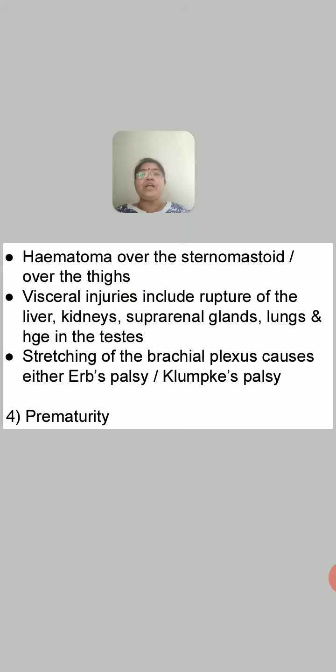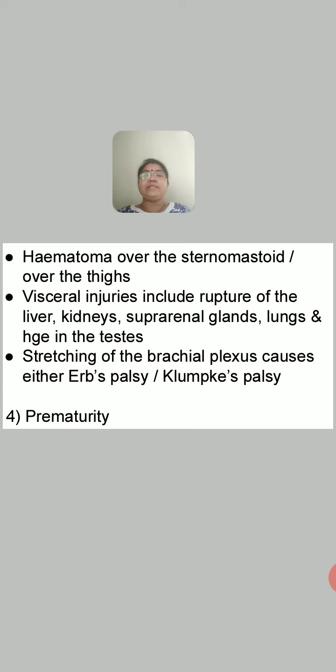And stretching of the brachial plexus causes either Erb's palsy or Klumpke's palsy. The brachial plexus supplies the upper extremity. Erb's palsy is paralysis of the arm, and Klumpke's palsy is paralysis of the forearm and hand. So when the nerves supplying the arm are affected, there may be Erb's palsy, and when the nerves supplying the hand and forearm are affected, the fetus will get Klumpke's palsy, right? So these are the injuries to soft parts leading to fetal risk.